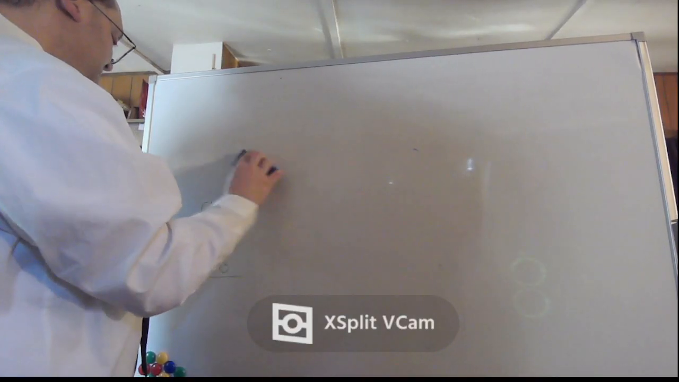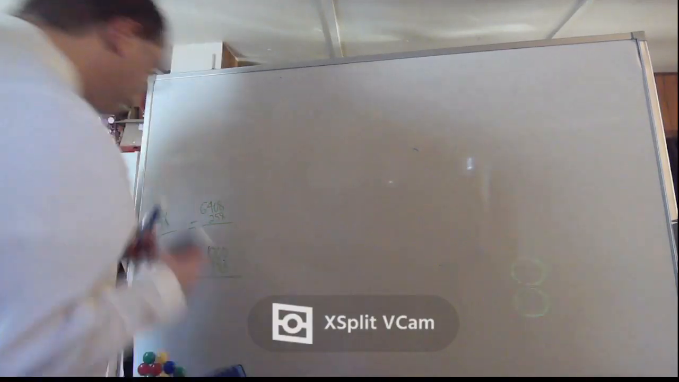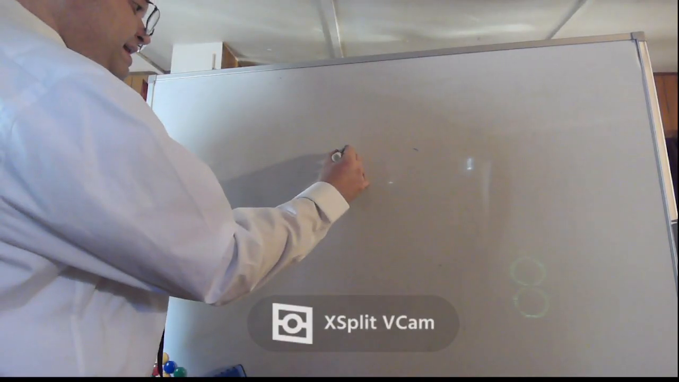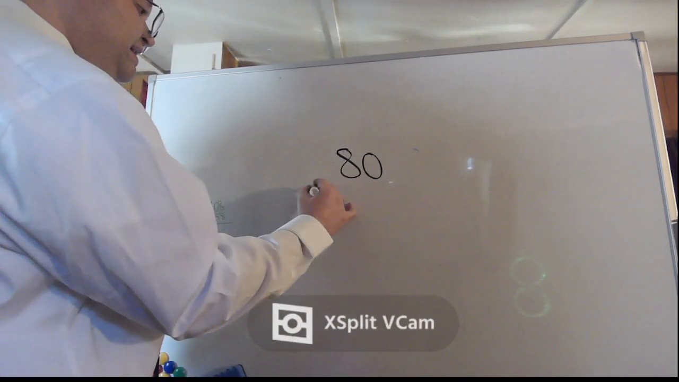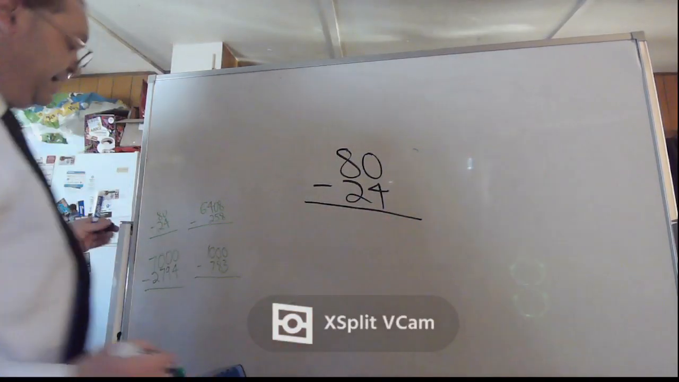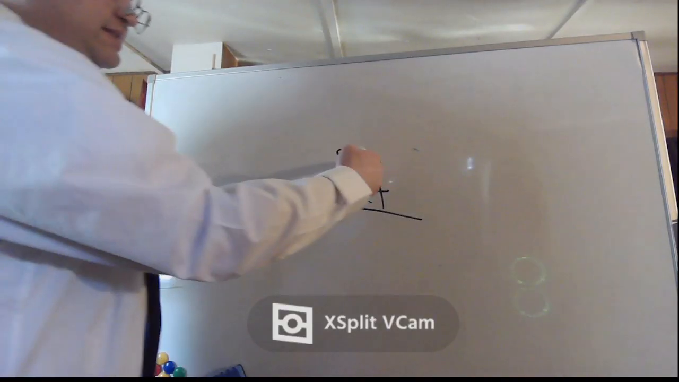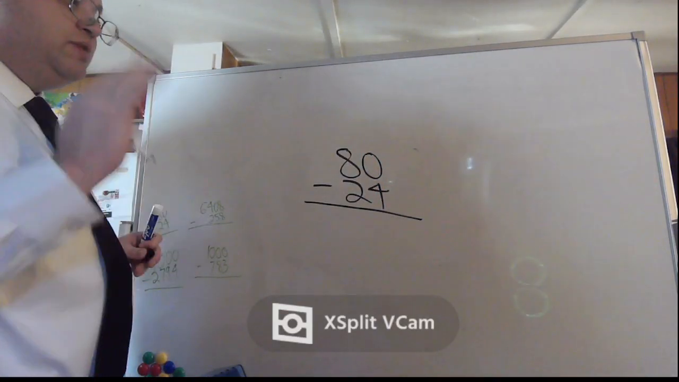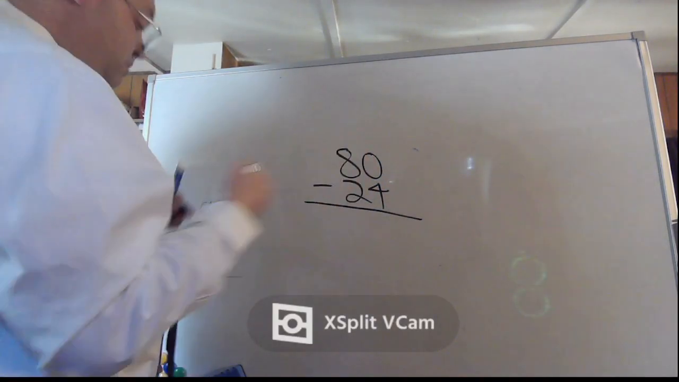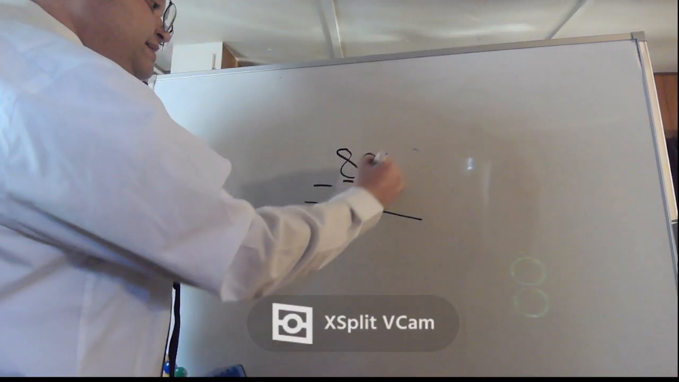One more easier problem, then I'm going to take it up another notch. This one won't be bad at all. Just 80 minus 24. Again, you start with the rightmost number. Here, you have 0 minus 4, doesn't work. So you're going to have to make that 0 a 10.